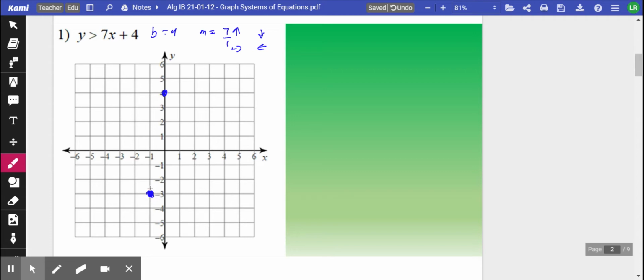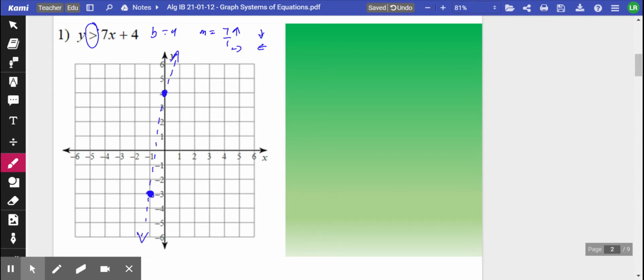Okay. Now, the next thing I'm going to do is look here at my inequality in slope intercept form, and that is a greater than. So that tells me that I need a dotted line. So I'll do the best I can here by hand. It's my dotted line. And then this is y is greater than, so I'm going to shade up.